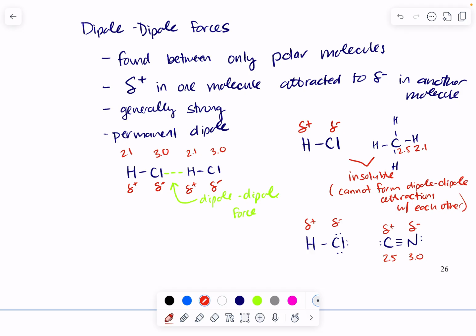And as a result, these opposite charges are going to have attraction towards each other. And that attraction is considered a dipole-dipole force. So because these guys are able to form dipole-dipole attractions, we would say that they're going to be soluble in each other. You can dissolve hydrochloric acid in cyanide. And so they're soluble because they can form dipole-dipole attractions with each other.